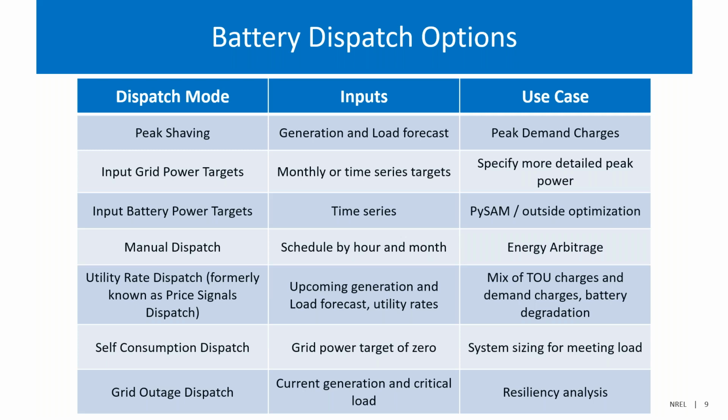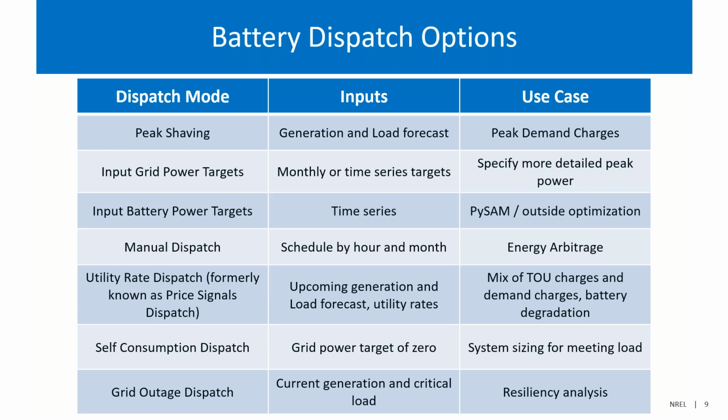The dispatch options include peak shaving, which looks at a generation and load forecast in order to reduce peak demand charges. Input grid power targets looks at a monthly or time series of targets of whether the battery should be charging or discharging based on the projected grid power. And it's a pretty similar algorithm to the peak shaving algorithm, but allows a little bit more user specification of those targets. Input battery power targets is a time series based dispatch algorithm where the user is actually specifying the battery is charging or discharging at each individual time step. We typically see that used with PySAM or some type of outside optimization such as Reopt.